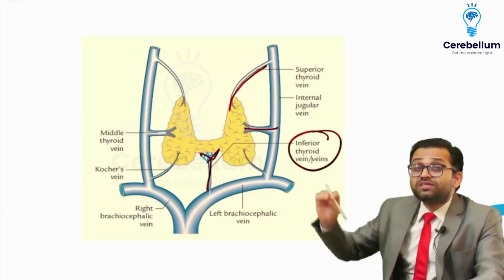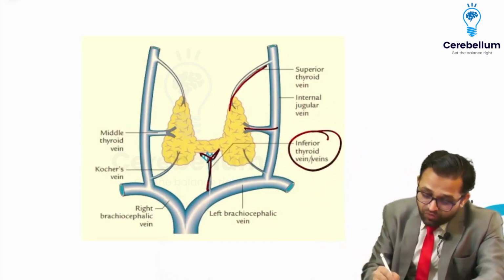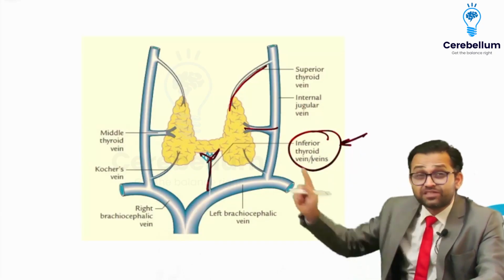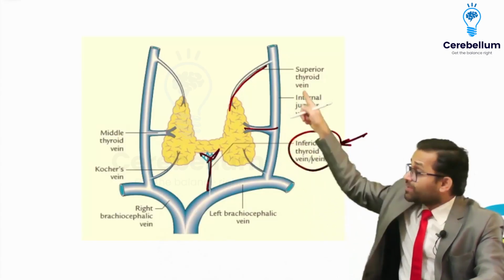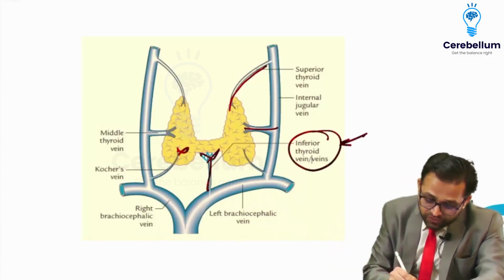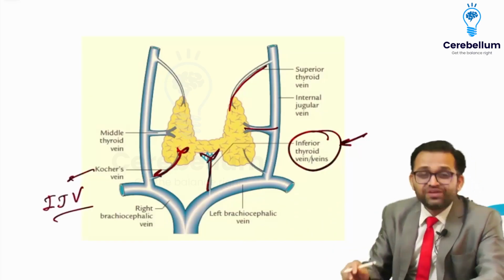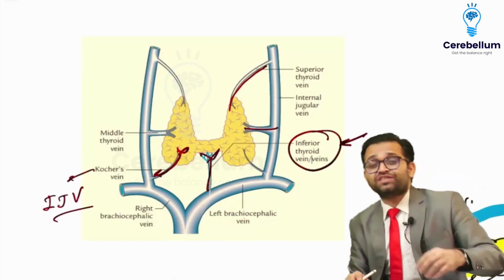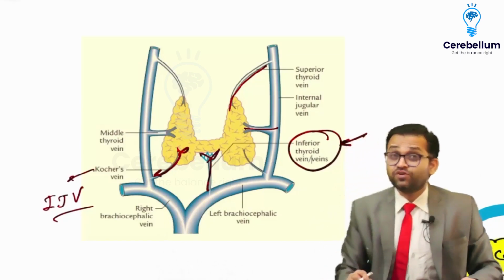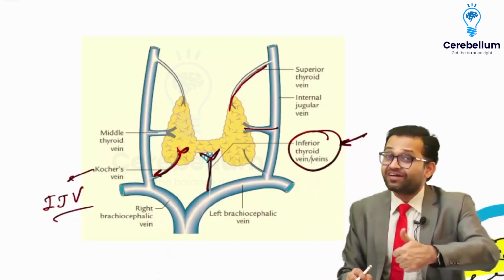So these all are draining into the internal jugular vein, except, what you have to remember, the inferior thyroid vein is not draining into the internal jugular vein. It is draining into the brachiocephalic vein. Sometimes the fourth vein of Kocher is present. It is also draining into the internal jugular vein. Very important facts for your surgery, for the identification of the blood vessel, for the ligation, to have less and less bleeding and to become a great surgeon.